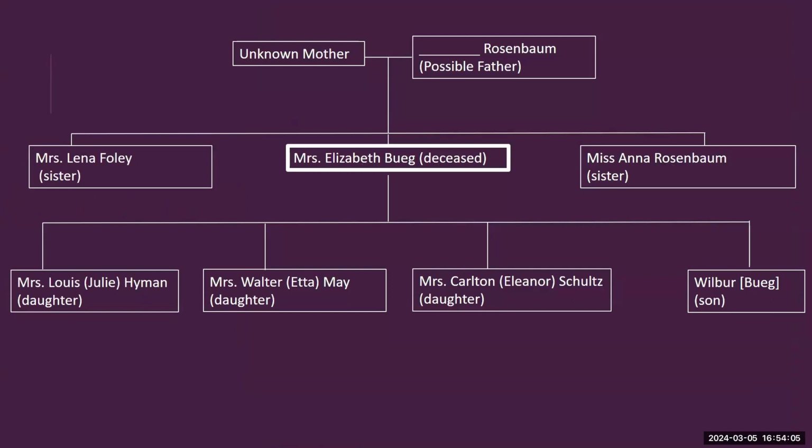From the obituary, we found the following relatives and relationships. So we have 2 sisters, and we have 4 children, 3 daughters and a son. We didn't get a clue as to Elizabeth's mother, but we do have a clue that her father's surname may be Rosenbaum.